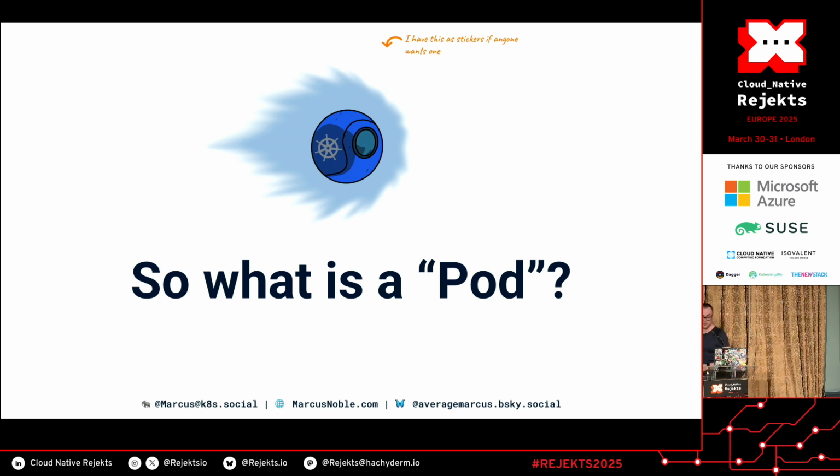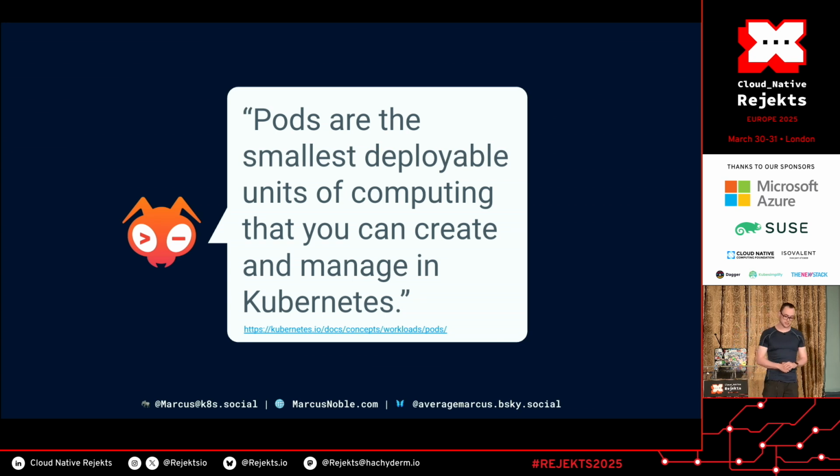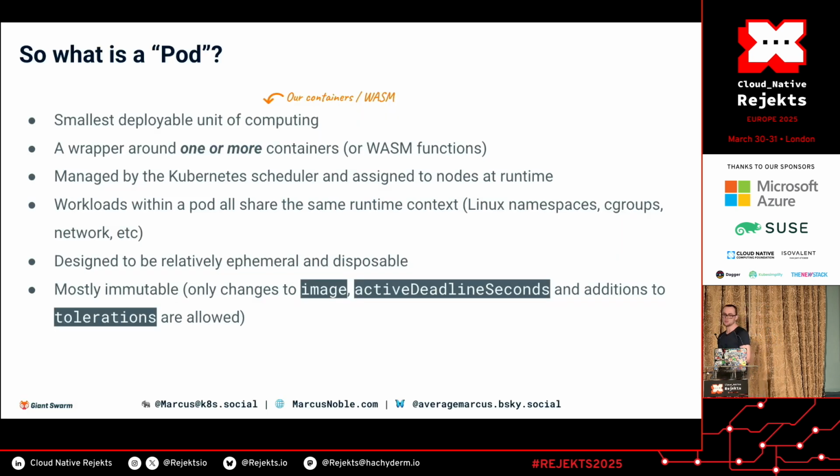I'm sure if you've used Kubernetes, you've come across it at some point. But let's go for an official definition from the documentation. Pods are the smallest deployable unit of computing that you can create and manage in Kubernetes. What we mean by that, by the smallest deployable unit of computing, is something that runs our containers or our WASM or WebAssembly, whatever. It's generally seen as a wrapper around one or more containers or WASM functions, managed by the Kubernetes scheduler and assigned to nodes at runtime.